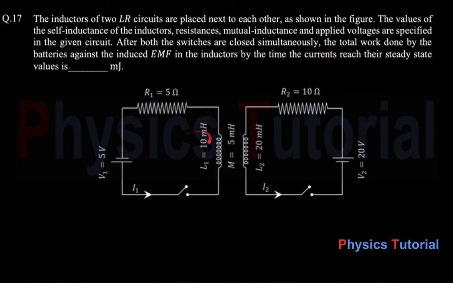Directly you can use the formula here, or you can evaluate the work done over here. So it is better to go ahead by using electromotive forces. E1 is equal to L di/dt, and that is M di/dt. So using this you can find the work done.